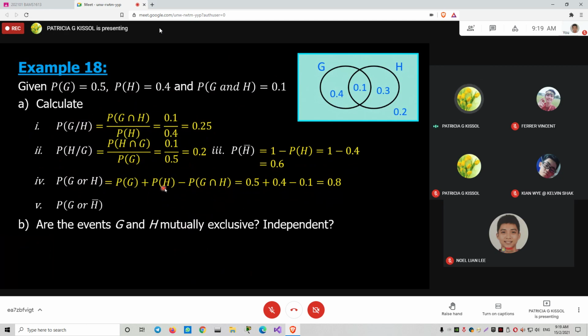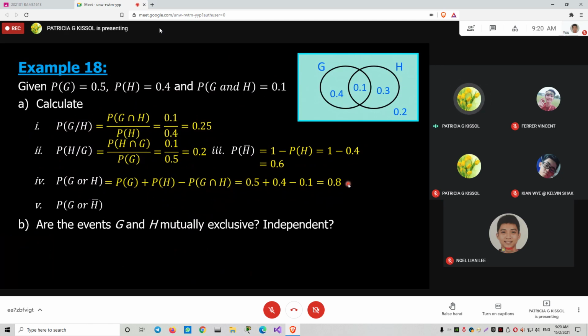So all the values were already given in the question. We just have to place them in: 0.5 plus 0.4 as given here, minus the intersection, the probability of G and H, and that gives us 0.8, which, if you look diagrammatically, is correct. We have 0.4 plus 0.1 plus 0.3, and all of that gives us 0.8 as well.